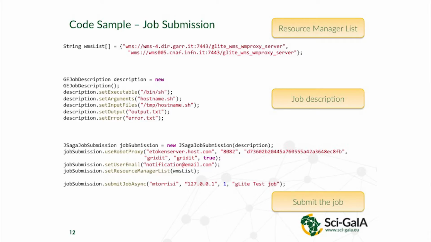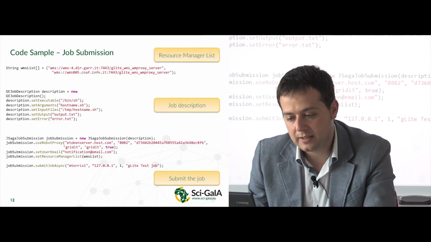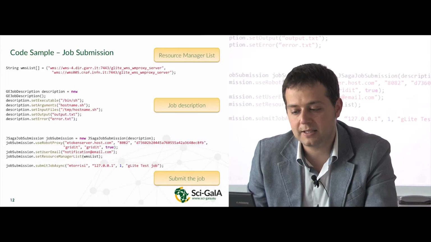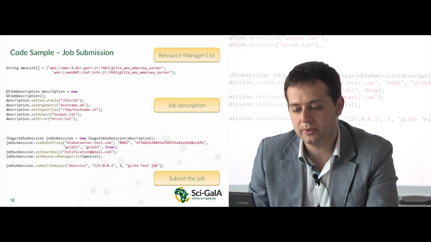To submit the job, you have to use the SAGA job submission object, and in this case the constructor accepts the description you have just defined. Then you have to specify the proxy certificate. In this case, this is required because the resource manager list I'm using requires this kind of authorization method.